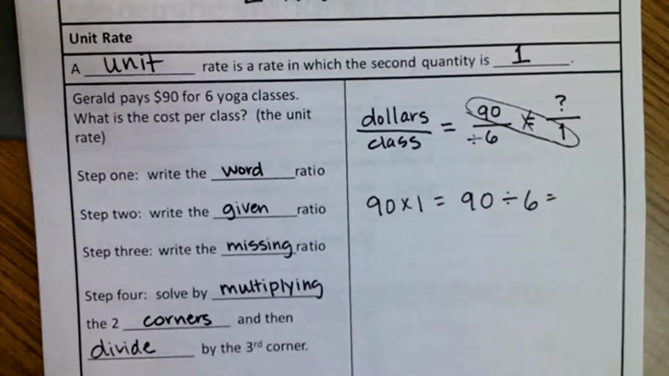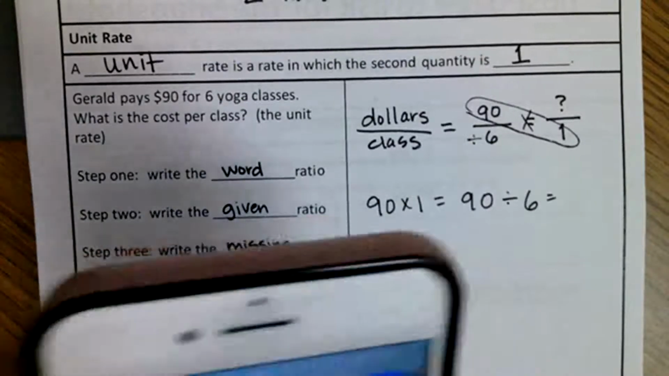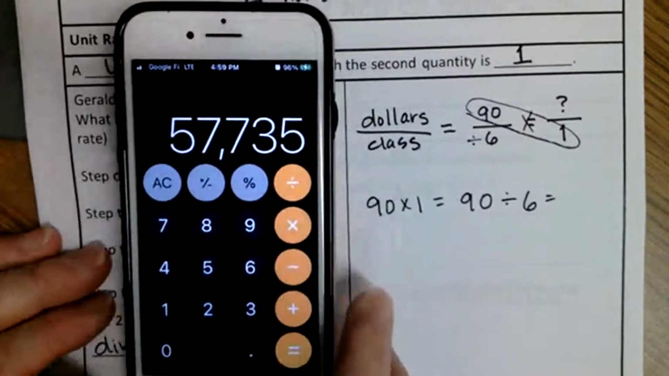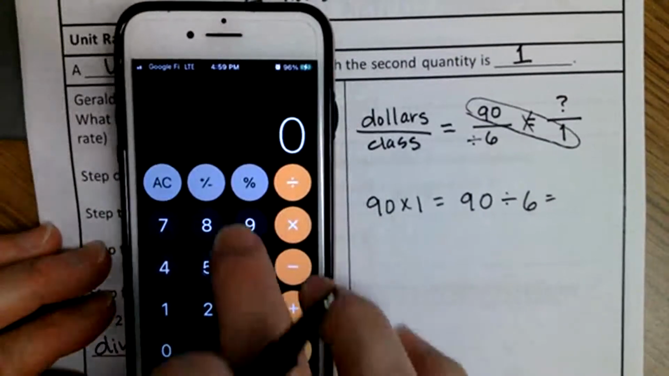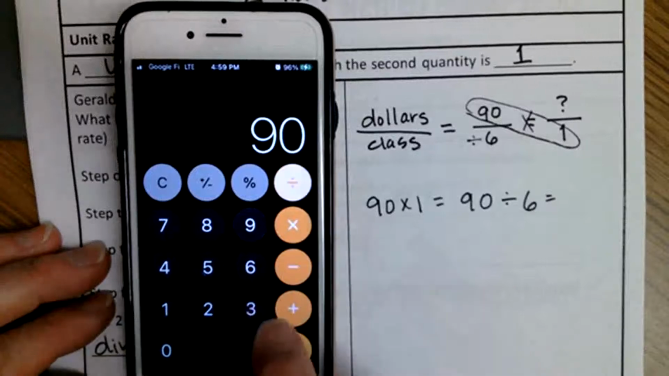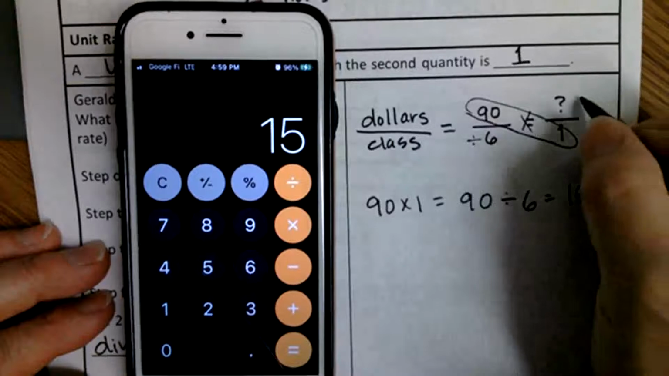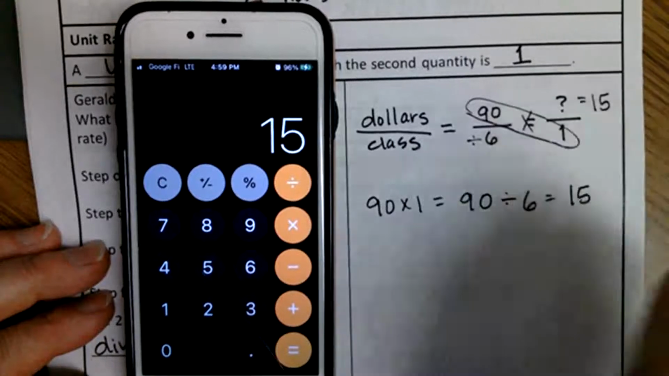Well, in this unit, remember, you're allowed to use a calculator. So you just get your calculator out. You don't have to do the long division like we did in the last unit. And so you're going to get your calculator out and do 90 divided by 6. And that's 15. So this number is 15.